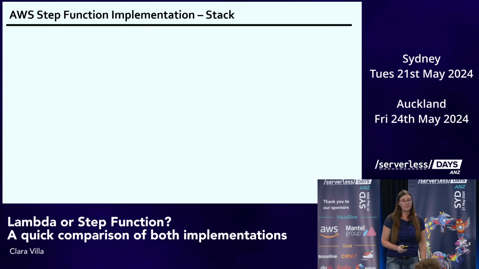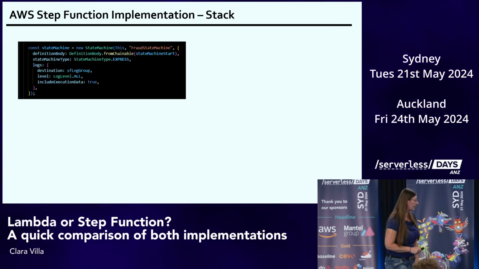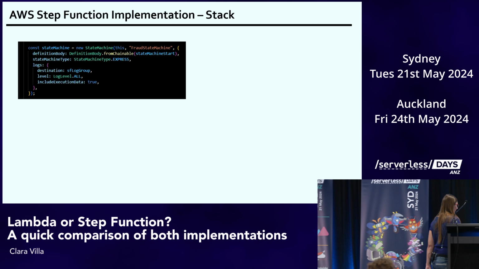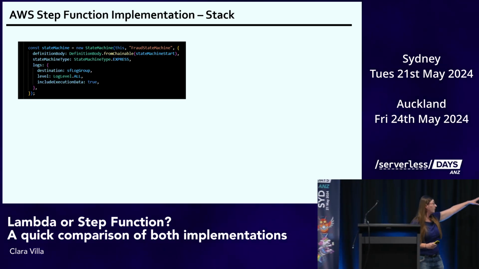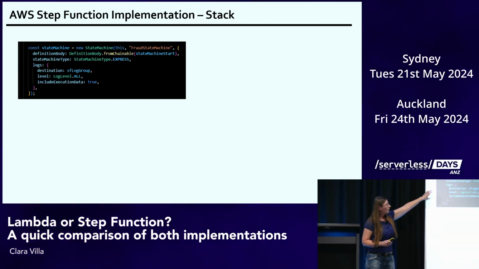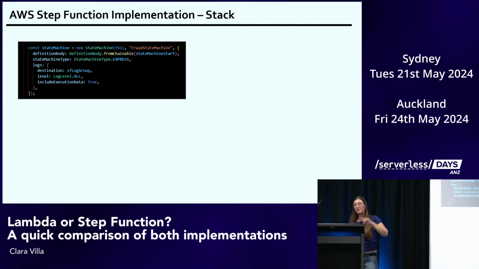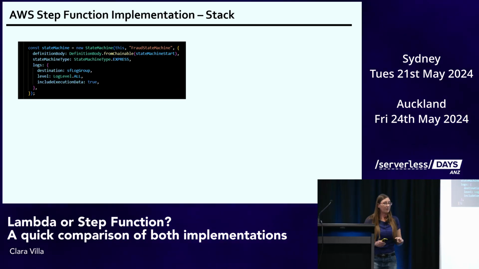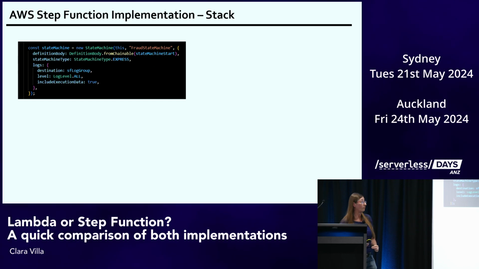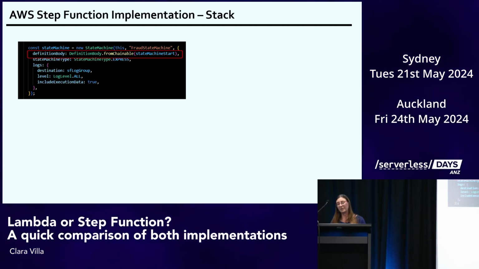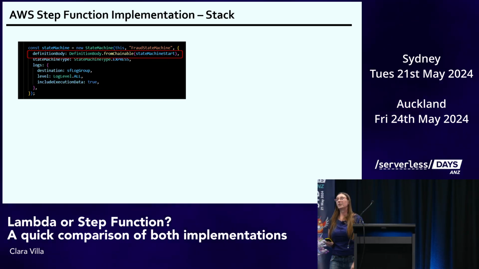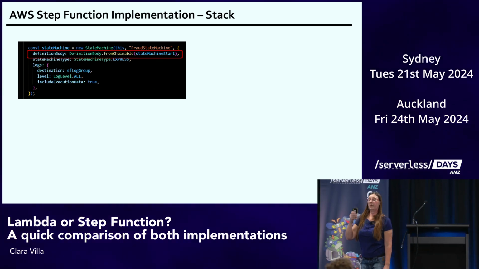So let's go and build the state machine. This will be your stack. State machine, if you want logs, you have to enable them. Then you kind of have to define the type of the state machine. There's 2 types, standard and express. They're slightly different. I'm not going to go into it because I don't want to tell you something wrong. But the main part that you need is this, definition body. And this is where you tell the state machine all the tasks and how they chain together.